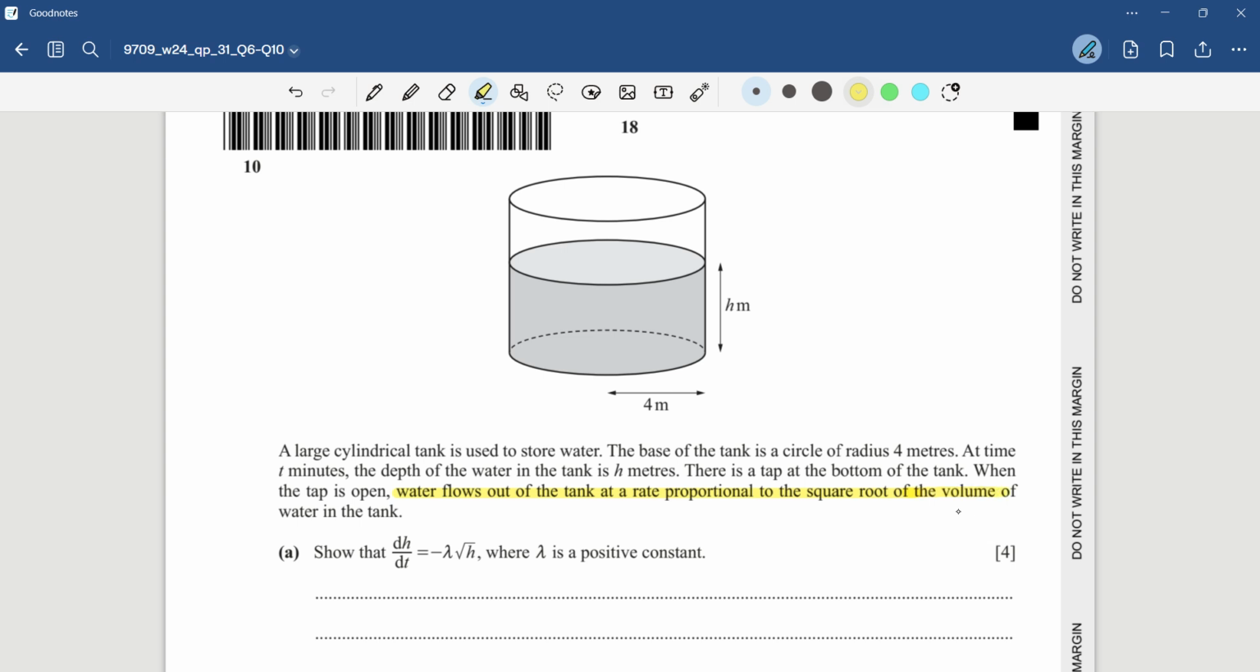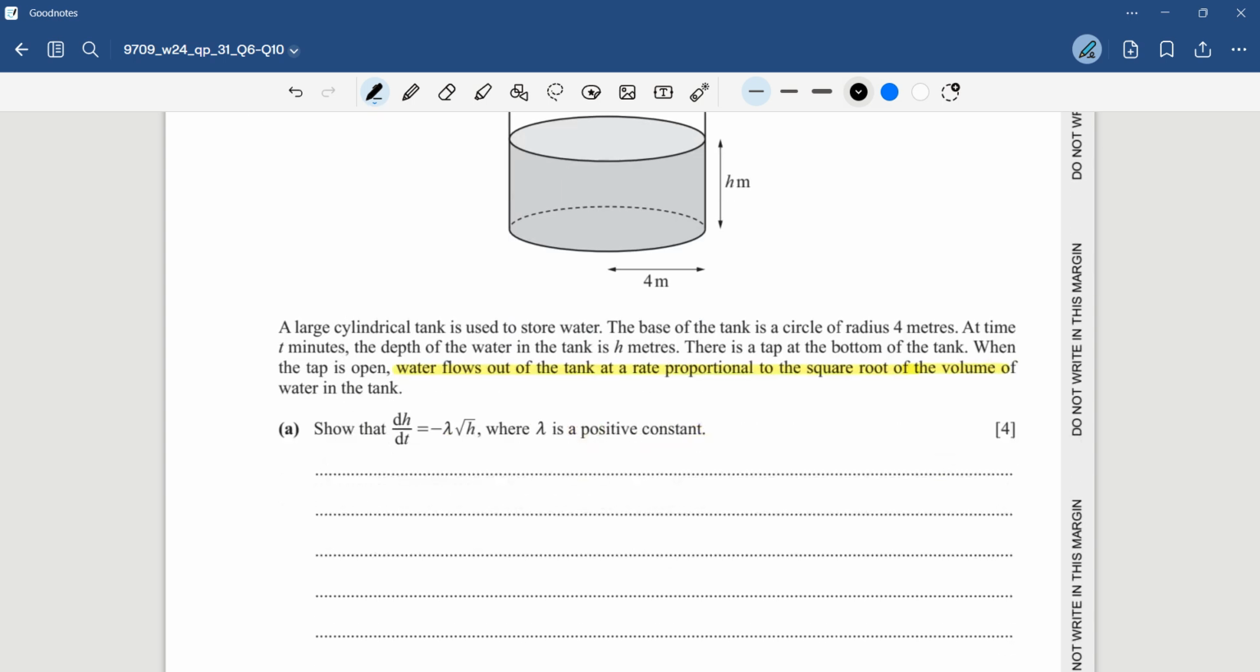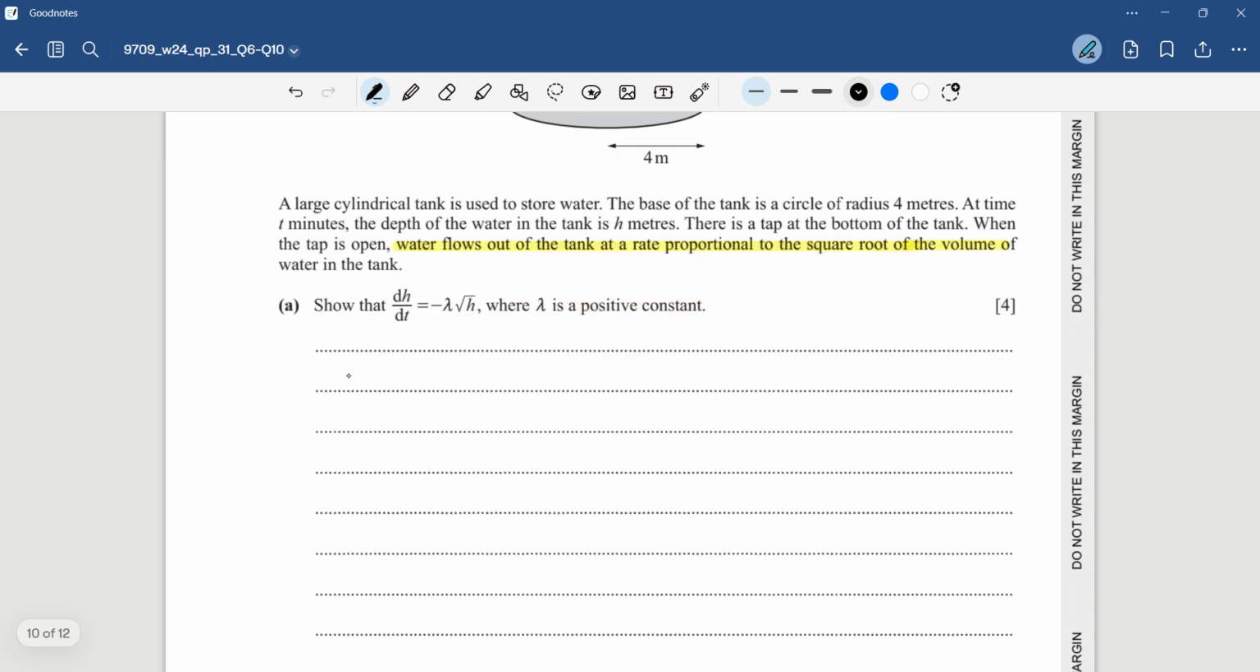Okay, so what I know from here is that dV over dt is proportional to √V. Therefore, I can rewrite this as dV over dt equal to negative k√V, since it flows out, where k is a positive constant. And they want me to show dh over dt.